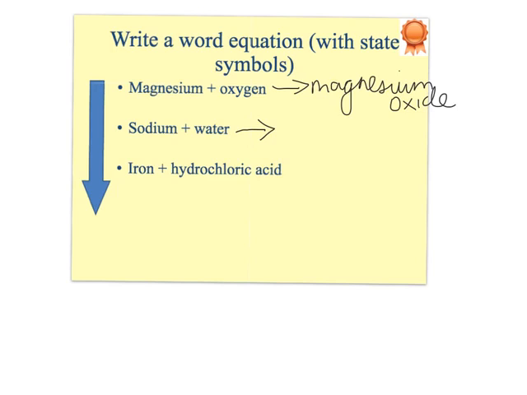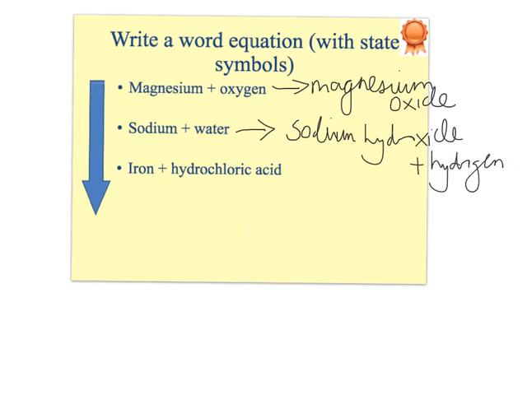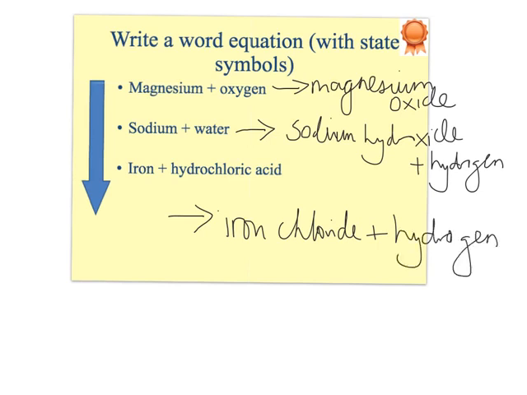And so it reacts with the water to give you sodium hydroxide plus hydrogen. Okay, and iron plus hydrochloric acid. Sorry, I'm running out of space, so I'm going to put it down here. Okay, it gives you iron chloride and hydrogen. Right, so those are some word equations.